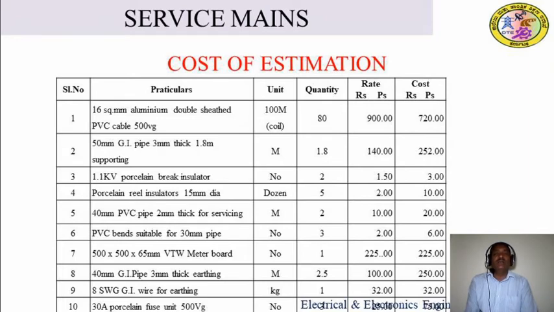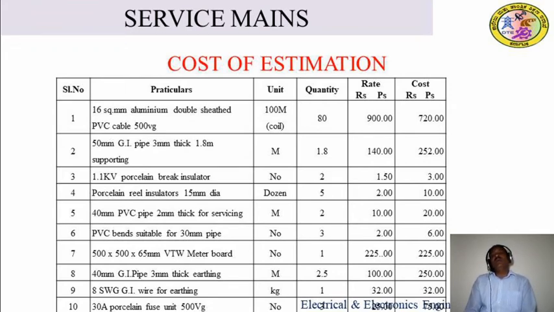So here again we make a cost of estimation table: serial number, particular, unit, quantity, rate and cost. I already told you in the previous class. In the serial number column we put the number for the material, in the particular column we write the material name with specification. In the unit column we write the unit dimension, either the material is available in the market in meters, or in kg, or in dozens. That way you mention the unit in the unit column.